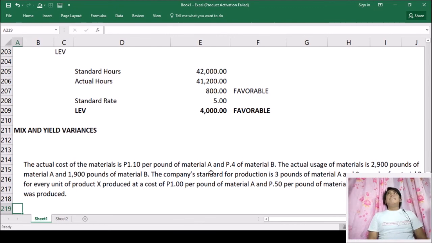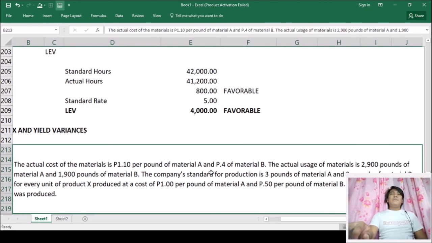Okay, whether materials or labor, we have the same process on determining the mix and the yield variances. Kung paano ko po computein yung material mix variance at yield variance, yun din po natin computein yung labor mix variance at labor yield variance. Okay? So that's why I focus my problem on the materials. The actual cost of materials is 1.1 per pound of material A and 0.4 of material B.